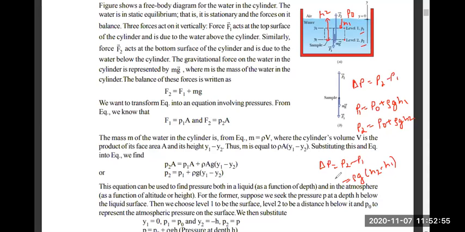Think about it. Anyone have any issue in this? Tell me, guys. Clear? If you have understood this concept, please raise your hand. So whenever a question is asked, if the height of a point is changed from H1 to H2, then what is the change in pressure? This is how you solve it. Got it? Very good, everyone.